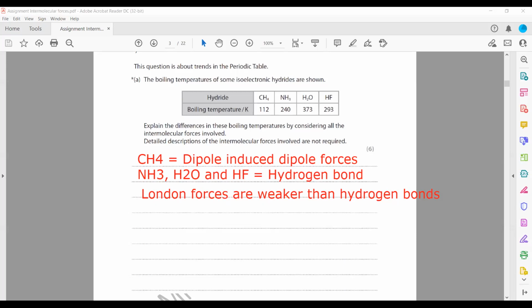Then when we compare, because the question mentions they are all isoelectronic, that means they have the same number of electrons. And as I mentioned yesterday, this dipole induced dipole force is always there. Strength varies depending on the number of electrons. So as they mentioned they are isoelectronic, you will mention that all the molecules have the same strength of London forces.